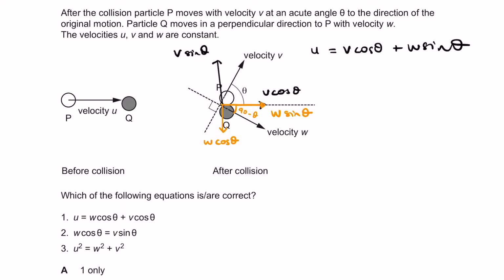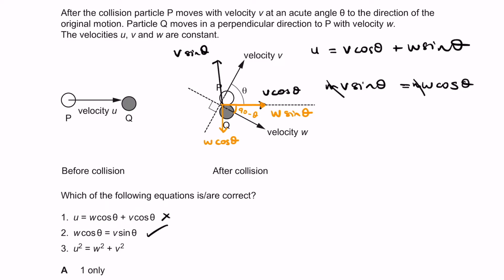So number 1 is incorrect therefore. Number 2, well, along the y-axis we don't have any initial velocity. So that means that v sine theta is equal to w cos theta. Of course, you can talk in terms of momentum as well. That's fine too, but m cancels out because they are the same.